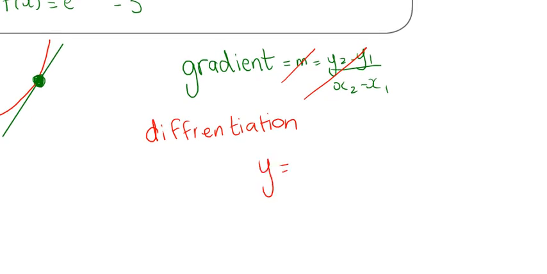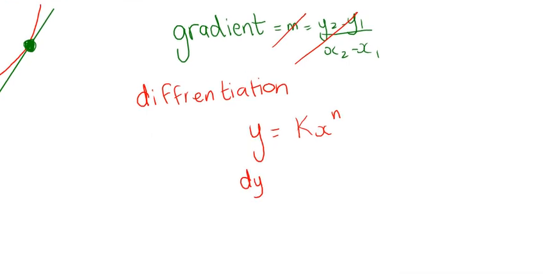If we have an equation y equals kx to the power of n, we can work out the gradient of this by taking the differential. We call it dy by dx, and to take a differential of this, all we simply do is bring down the power and multiply it by the constant, k being the constant there, and reduce the original power by 1. So this will become n minus 1.